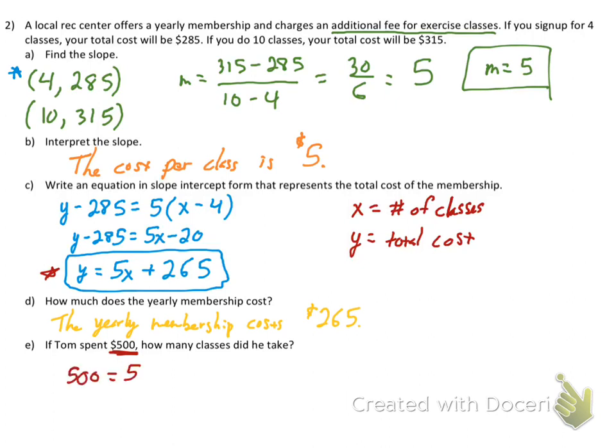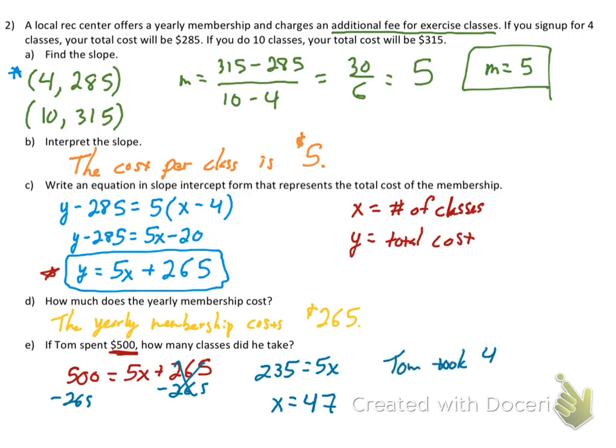And if I plug that in for y, then I have an equation where I need to solve for x. I'm going to subtract 265 from both sides. So 500 minus 265 gives me 235 equals 5x. If I divide by 5, x is going to equal 47. So Tom took 47 exercise classes.